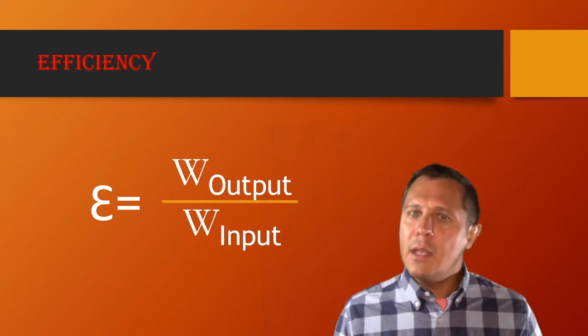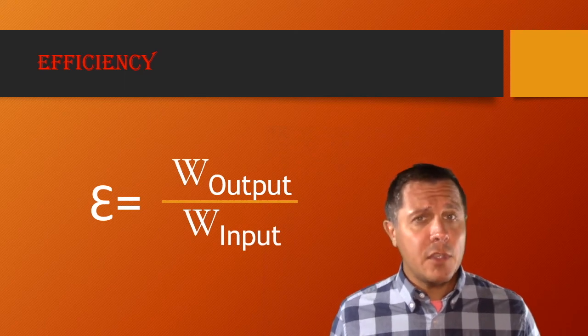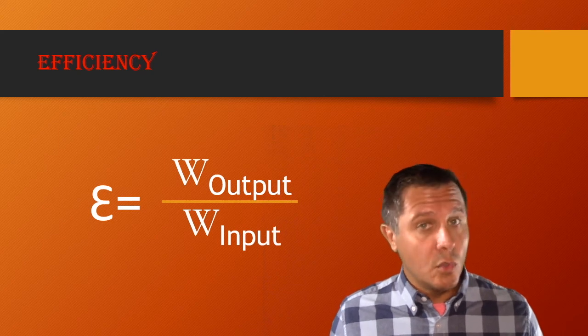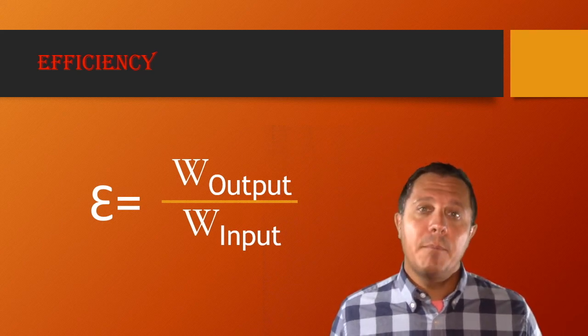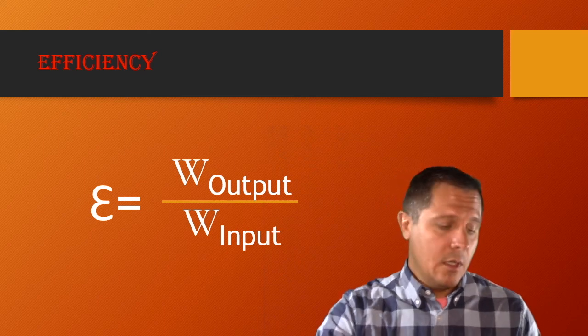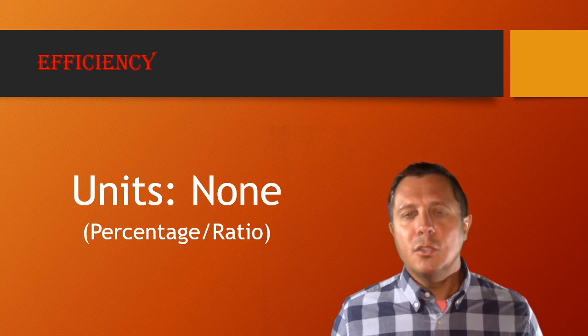Now, do you think there are any units given for the efficiency? Well, think about the units for the formula. If you have units on top for work, which are joules, and units on bottom, which are also joules, those two units will cancel out. So remember that there will be no units for efficiency. It'll just be a percentage.